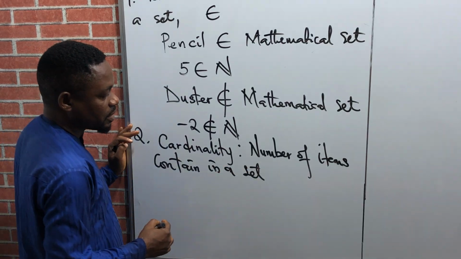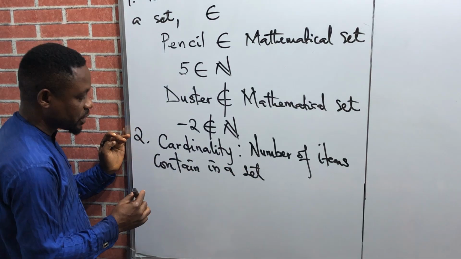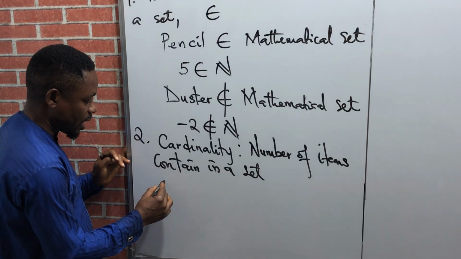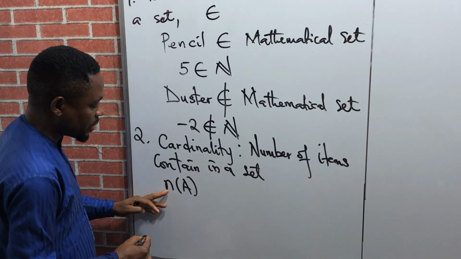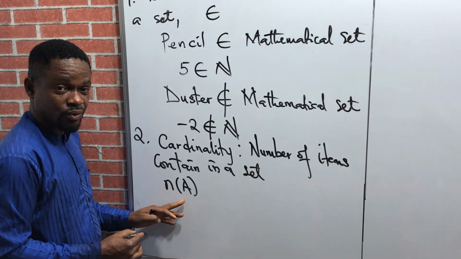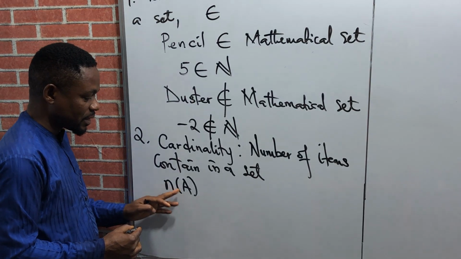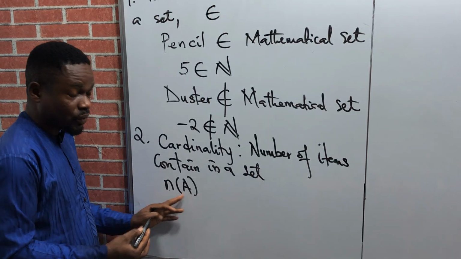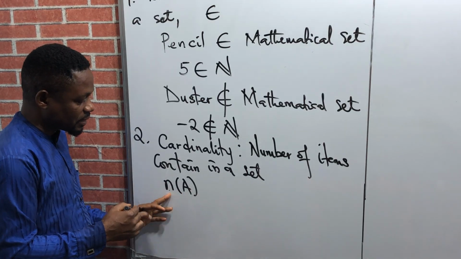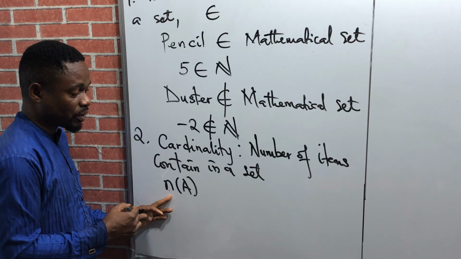Now, if I use an example, let's say I have something like this, n(A). What does it imply? It implies the cardinality of set A. Can you see, when there is n before the set, we call it the cardinality. That is the symbol to represent the cardinality of a set.